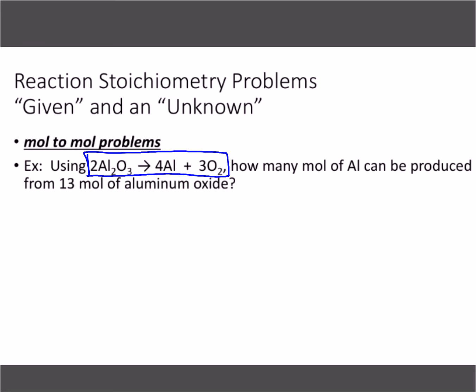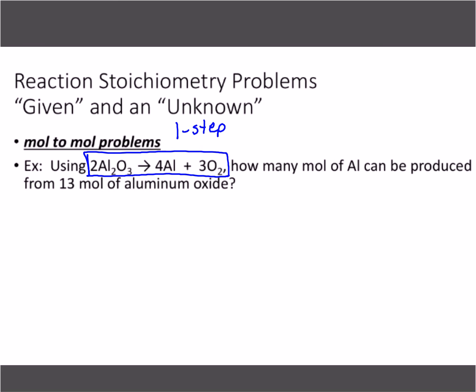All right? So here we go. This is what we call a mole-to-mole problem. This is the simplest of the 4 types. It's a one-step problem. So where it says mole-to-mole, I'm going to write 1 step in my notes to remind myself this is going to be the simplest. We're going to need 1 conversion factor here.